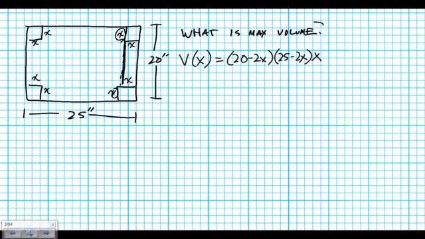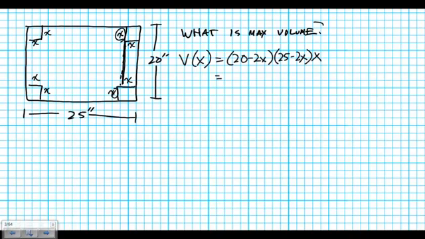Great. And I don't have to work to make this a function of a single variable because it's already a function of a single variable. So let's go to step 3, the differentiation step. Do you want to clean this up before? Yeah. All right. How about we do FOIL on this?